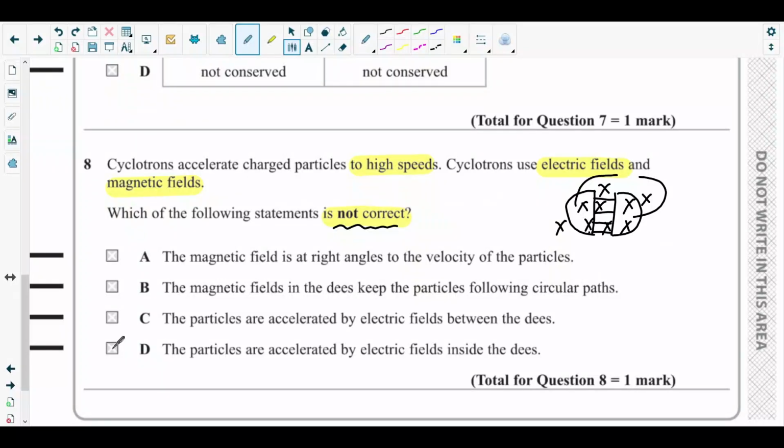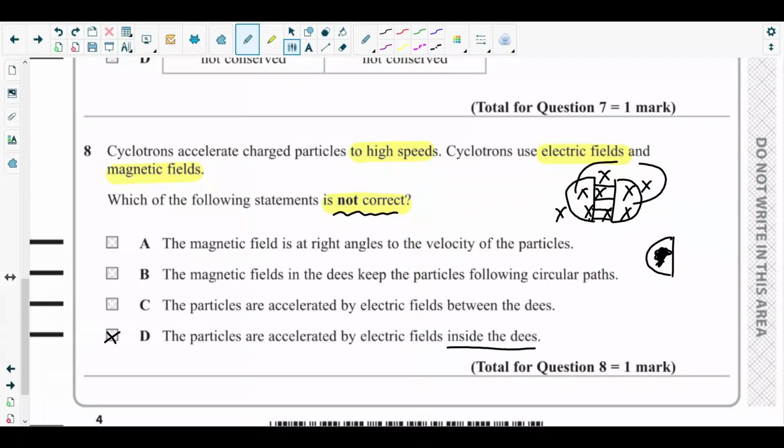So the only possible answer is D in this case. It says the particles are accelerated by electric fields inside the Ds. Is it inside the Ds? No. The electric field is between the Ds. If it says inside, it means if you consider this is a D, electric field is within this region. No, it's not true for cyclotron, right? So D is the answer.